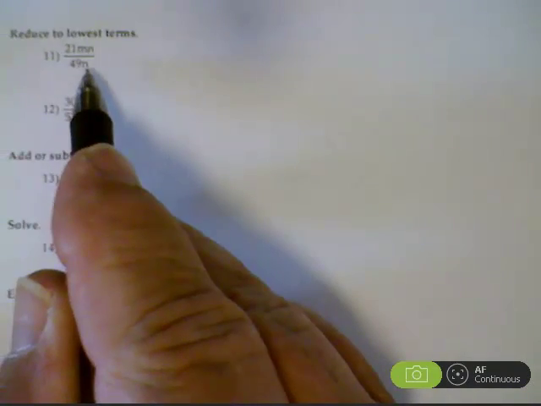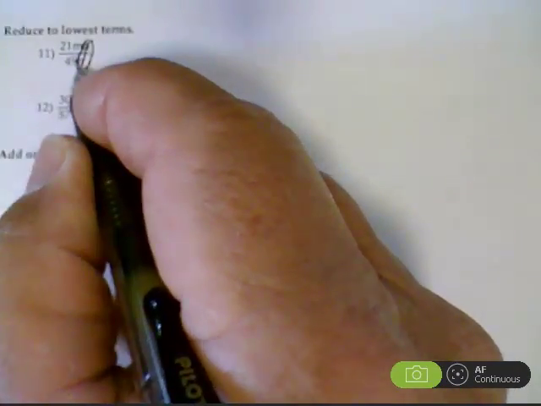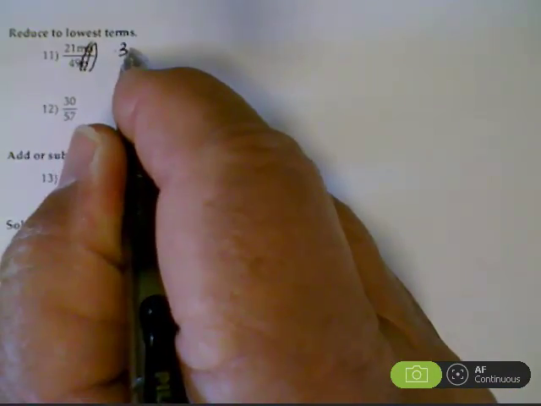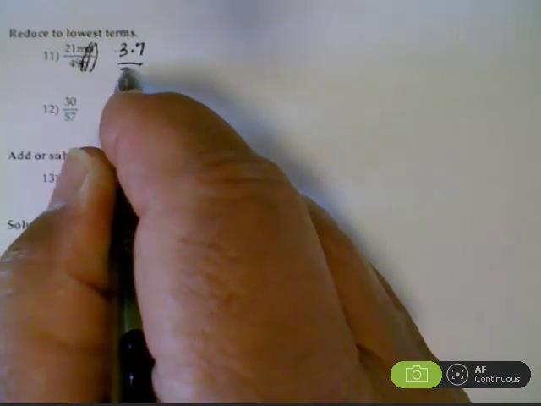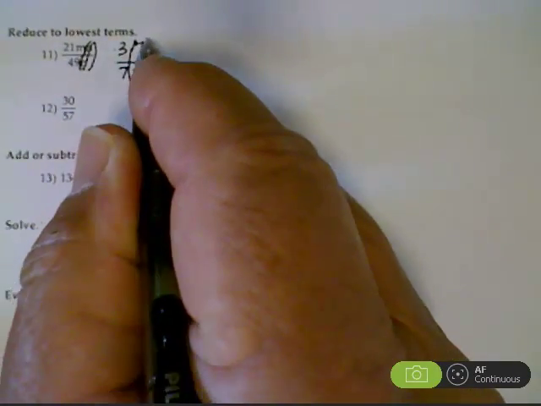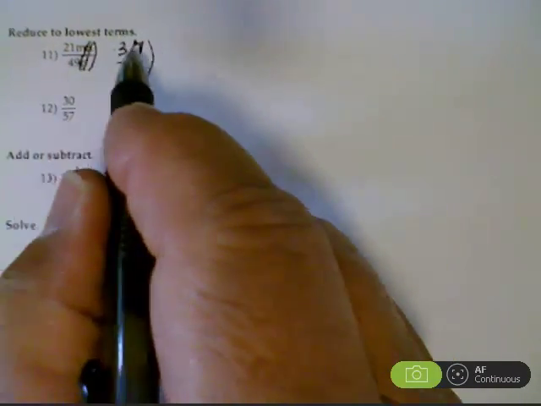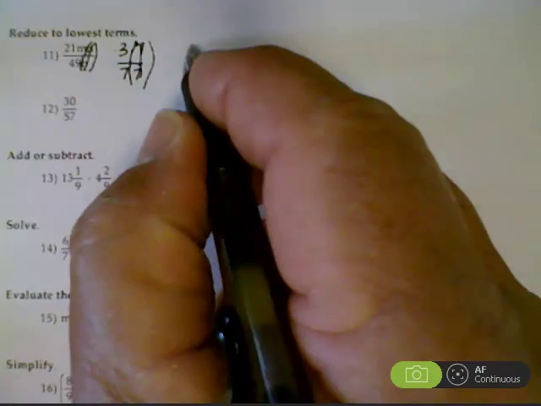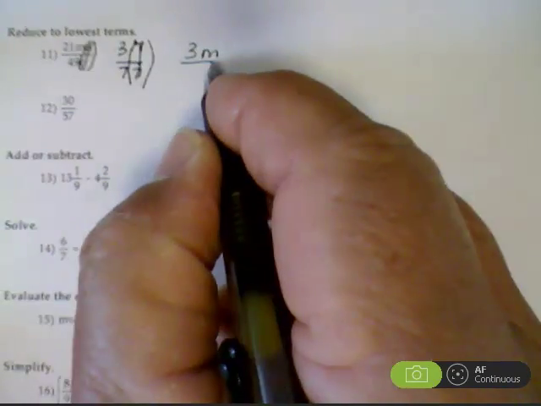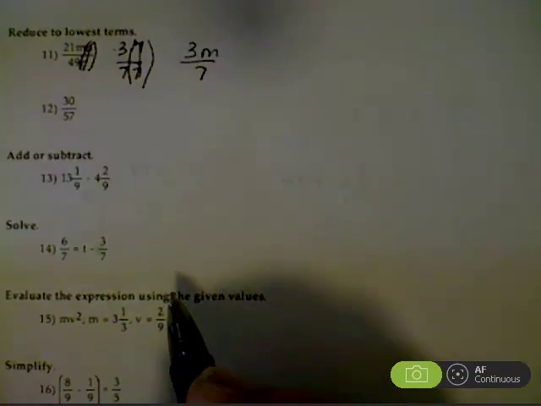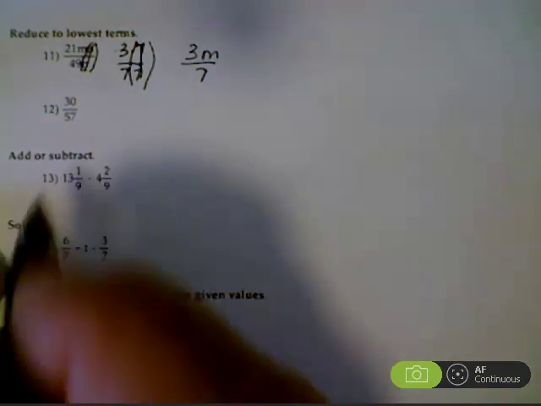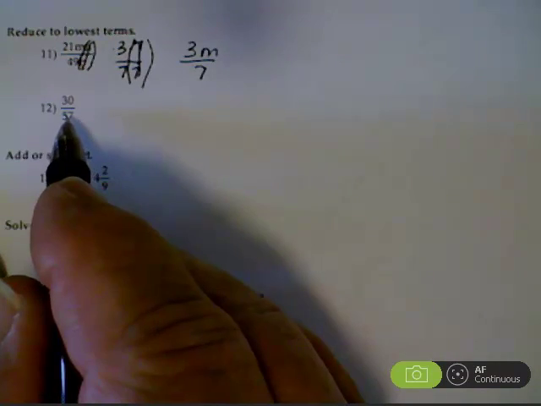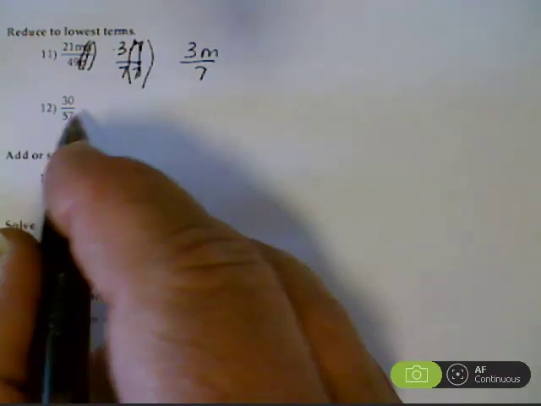Looking at our first problem, we see that we have an n on top of an n. When we associate them, they make 1. 21 is 3 times 7. And 49 is 7 times 7. When we associate them, they make 1. We have 3 and m in the numerator, and 7 left in the denominator. That's the lowest terms.